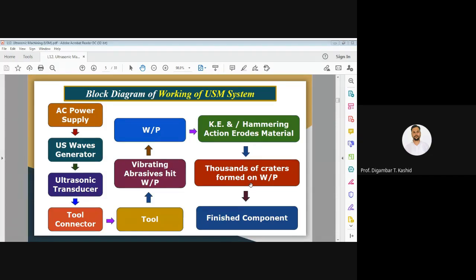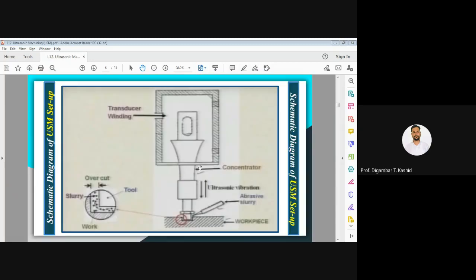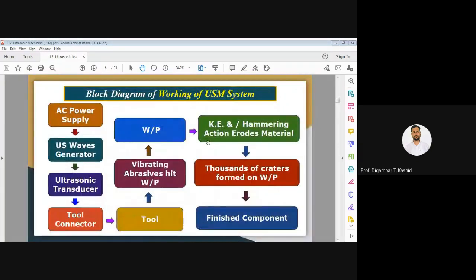So here I have shown the block diagram. Now in continuation, I will explain with this diagram the working principle of the ultrasonic machining process. Once again, you can see here we have an AC power supply, which is connected to the ultrasonic wave generator, and this generator is connected to the ultrasonic transducer. The transducer is connected to the tool connector, which will hold the tool. You can call it a tool holder or tool connector.